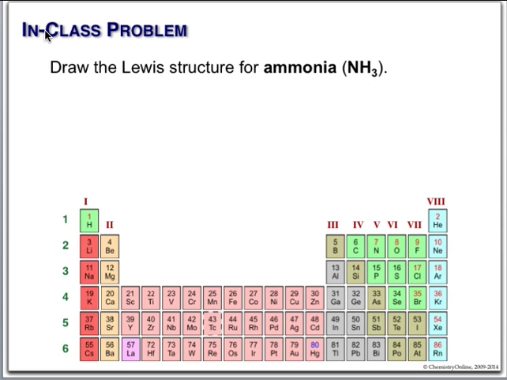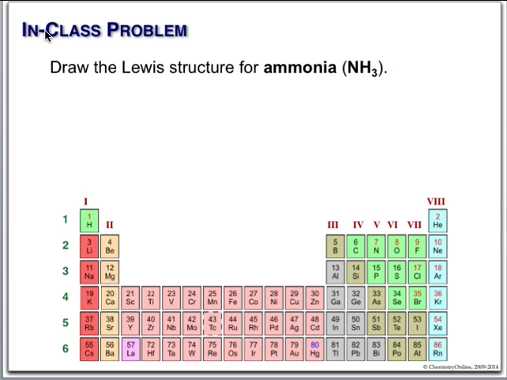First thing you want to do is find your elements on the periodic table. Nitrogen is here in group 5, atomic number 7. So it will have 5 valence electrons. Hydrogen is in group 1, so it will have 1 valence electron.